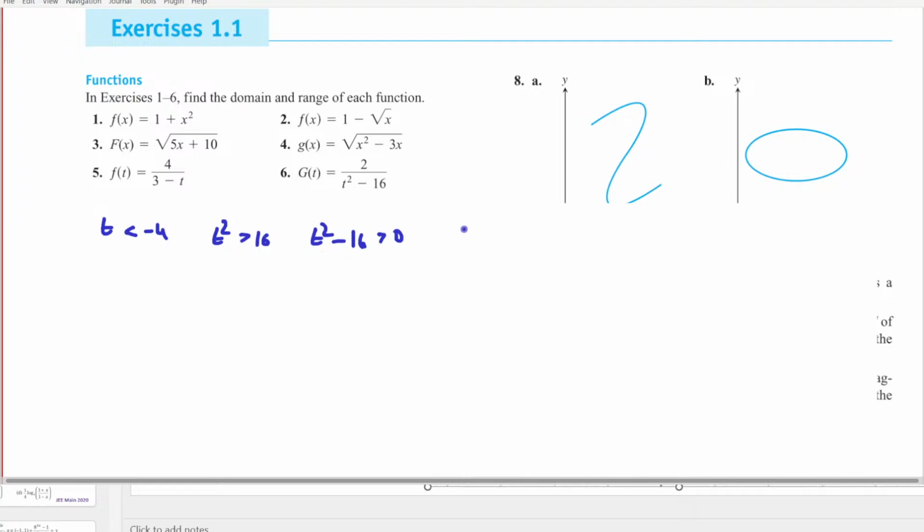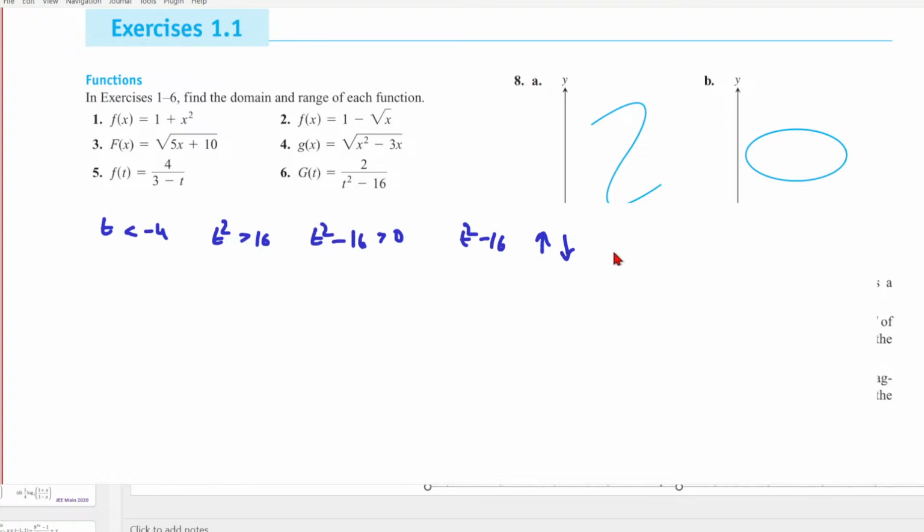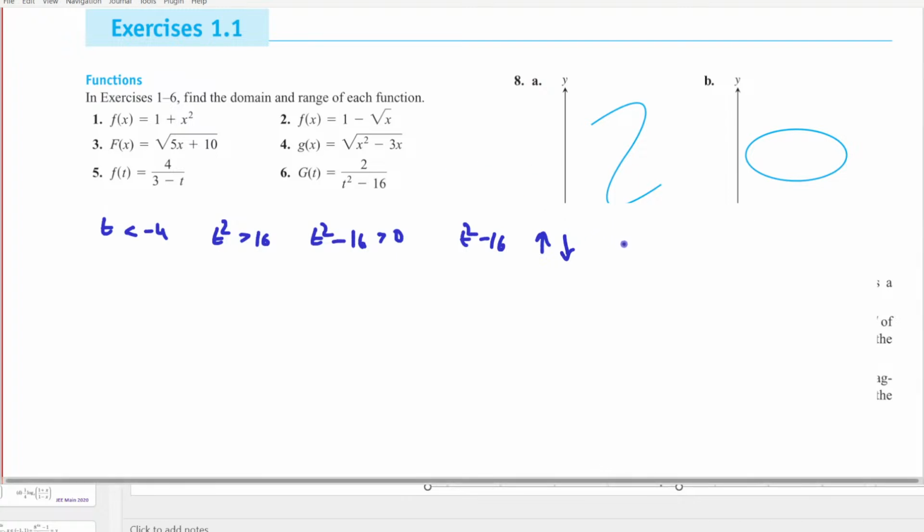You can take t square minus 16 as big or as small as you want, right? Yes, sir. And this is anyway positive. So 2 by t square minus 16, you can make it as big or as small as you want because t square minus 16 you can make it as big or as small as you want. That makes it 0 to infinity.